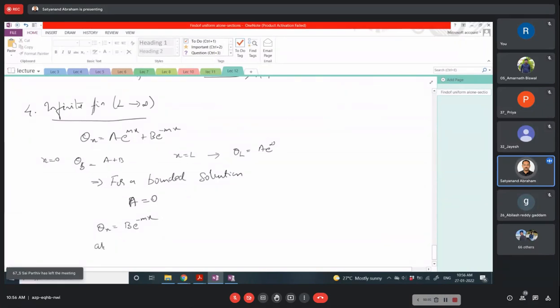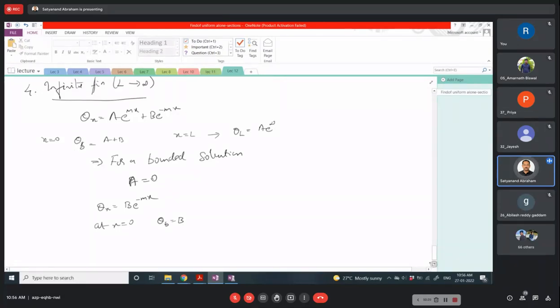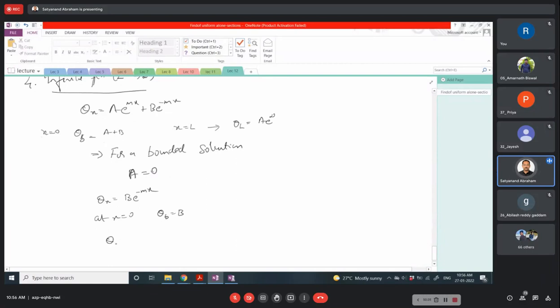At x is equal to 0, theta is equal to theta b. So we can see that for an infinite length, theta x by theta b is equal to e raised to minus mx. So it is going to be exponentially reduced, and with much confidence we can draw how it is going to be.